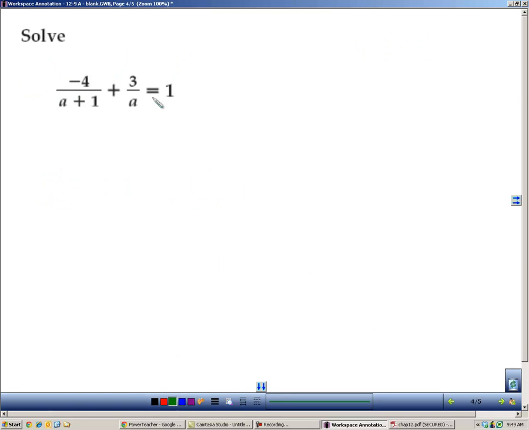Here's another example of a rational equation. Remember what we're going to try to do. We'll find the least common denominator. So we take every factor in the denominators the maximum number of times. So I see an a, and then I see another factor of a plus 1. So I have to take those. And now because there's an equal sign, I want to get rid of all the fractions, and I do that by multiplying by the LCD.